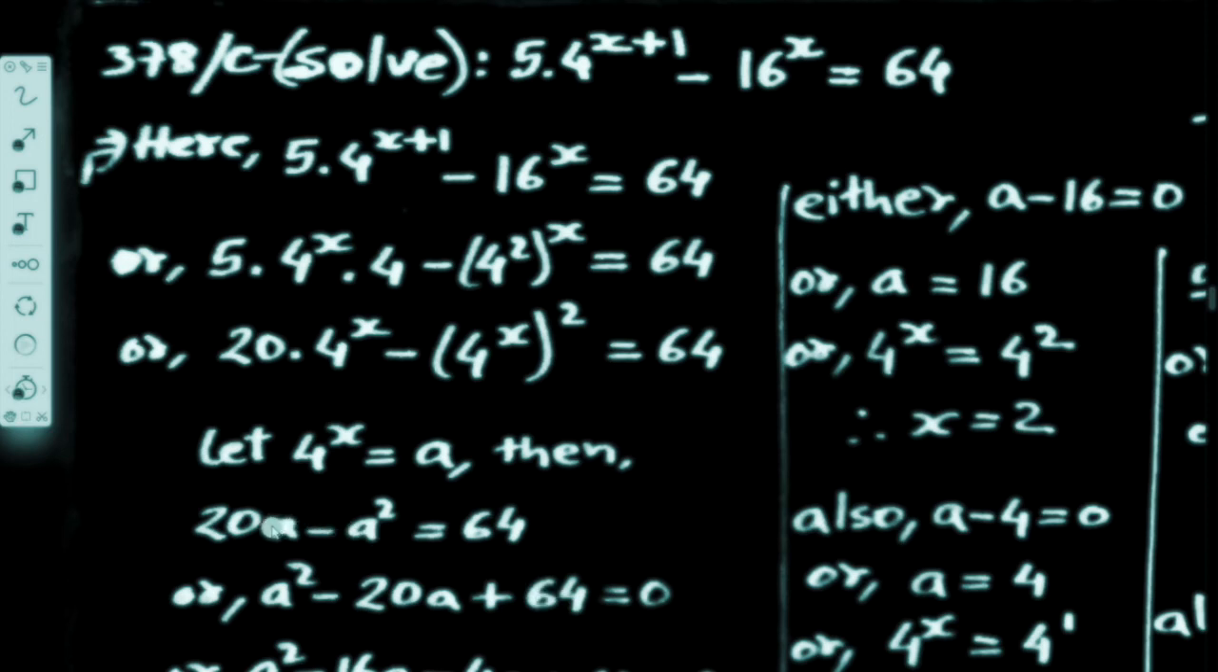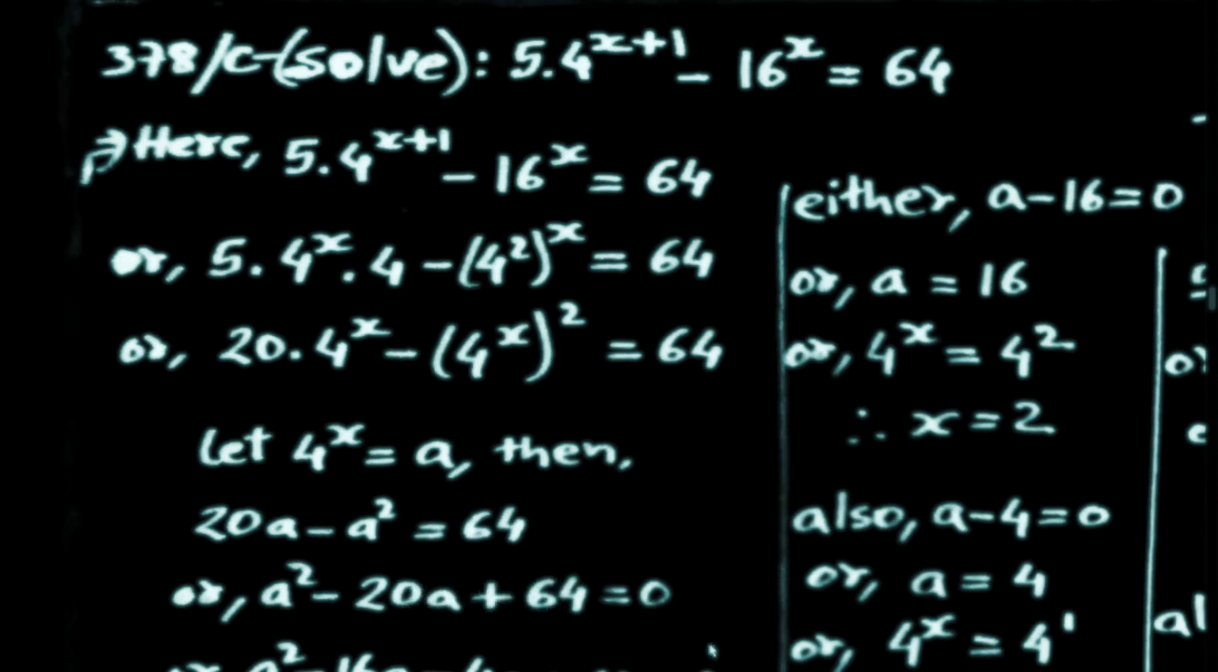Now both signs have been changed, minus a square should be changed, both have changed their side. a square should be placed this side, it means plus a square, 20a comes this side, so it also comes as minus 20a plus 64 as well equals 0. Now this is our expression. From this expression we should get the value of a by factorization. First we should factorize this expression to get the value of x.